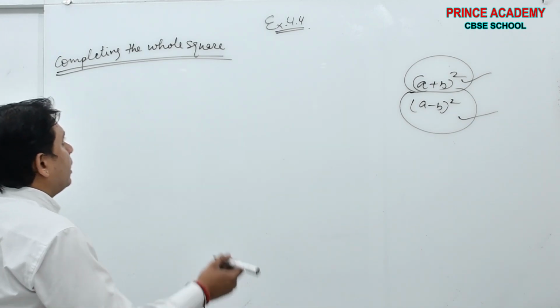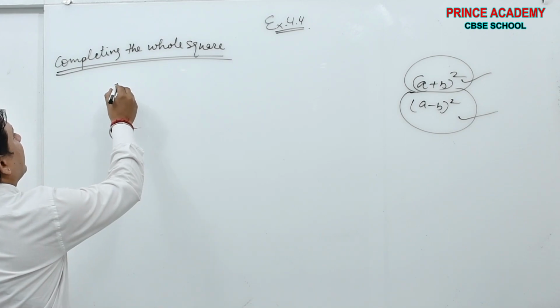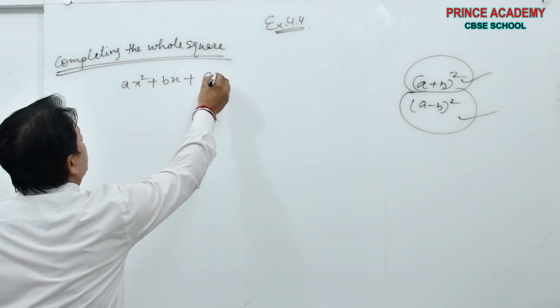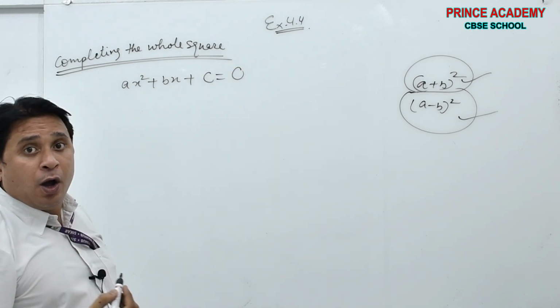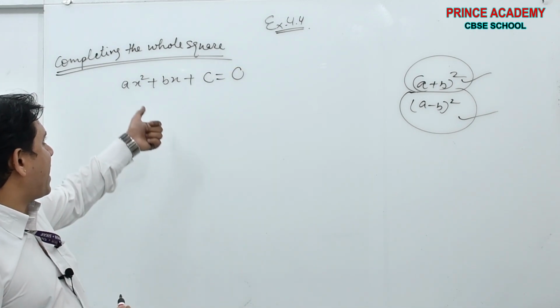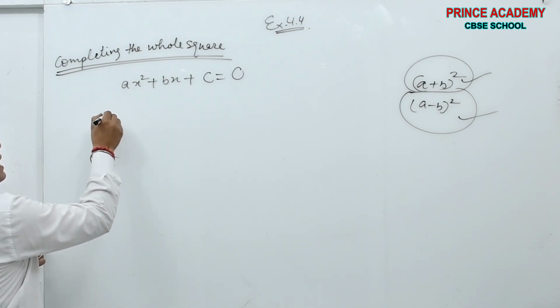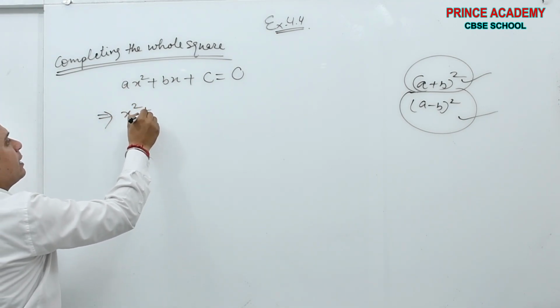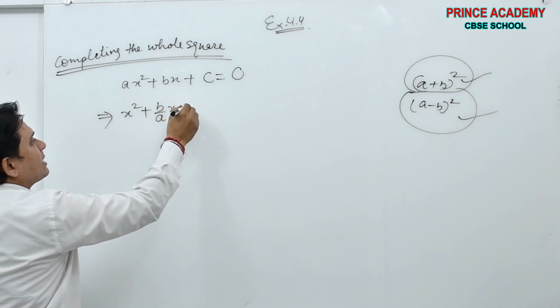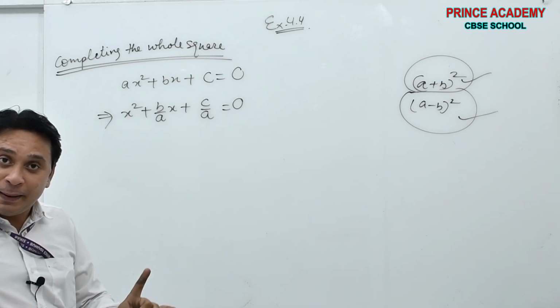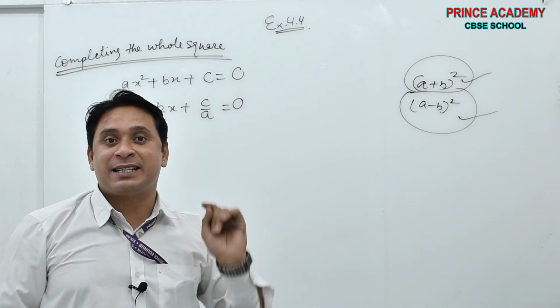See, suppose you are given that ax square plus bx plus c is equal to 0. First step was to make this unity. We divide it throughout by a, we will get x square plus b by a x plus c by a is equal to 0. Okay beta, done. You remember that step.